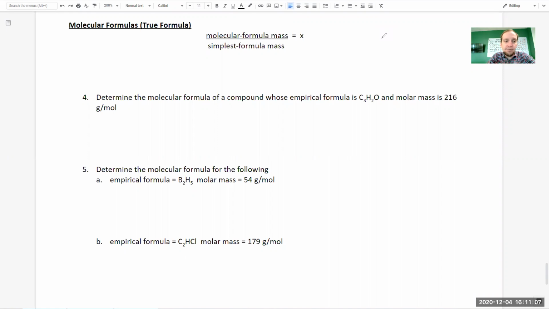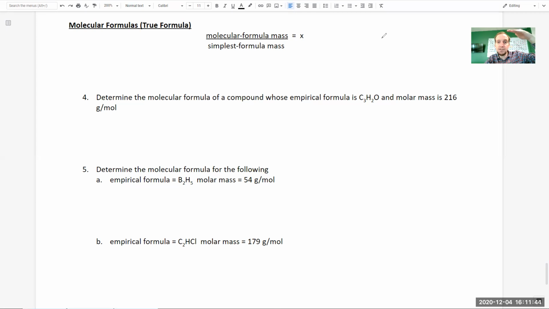So for number 4, it says determine the molecular formula of a compound whose empirical formula, which again is the reduced one, is C3H2O. Notice you cannot reduce C3H2O any further, because again, it's already the empirical formula. What they do give us, and they're very generous, is a molar mass of 216 grams per mole. Now that 216 grams per mole is not the molar mass of C3H2O. That is the molar mass of the larger molecular formula.